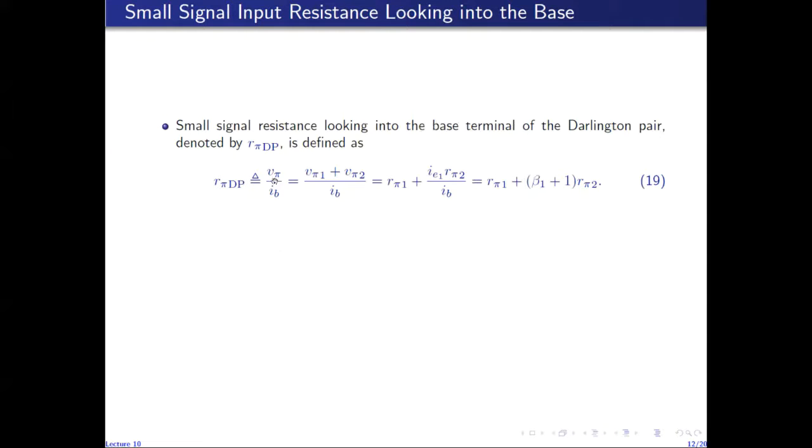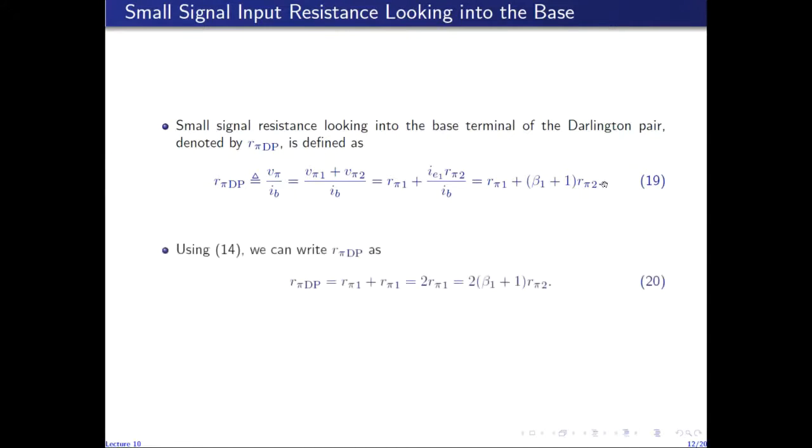So the total base emitter voltage for the Darlington pair is the sum of these two, V pi 1 and V pi 2. V pi 1 over IB by definition is R pi 1. V pi 2 is the base current of the second transistor, which is the emitter current of the first transistor, times R pi 2. And IE1 is beta 1 plus 1 times IB. So IB gets cancelled out, and this is the relation we get.